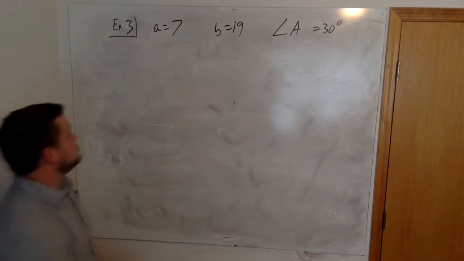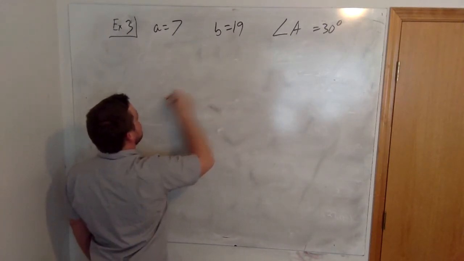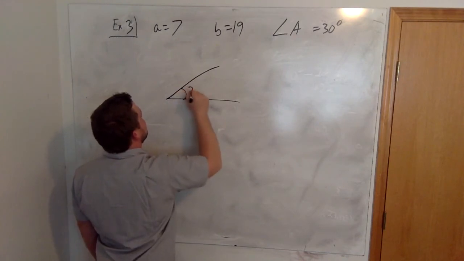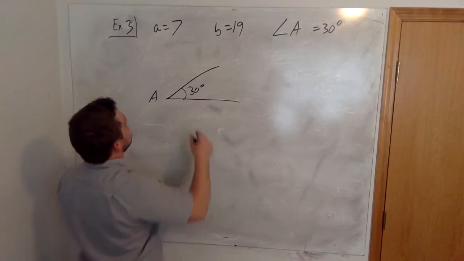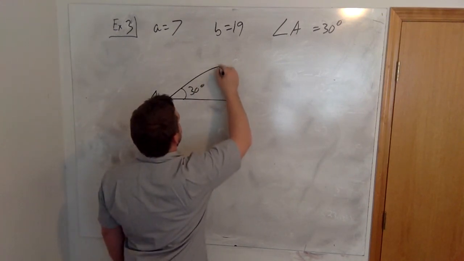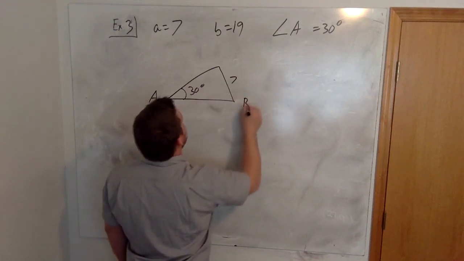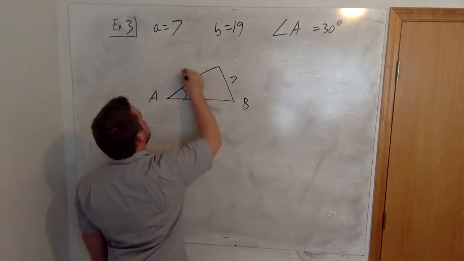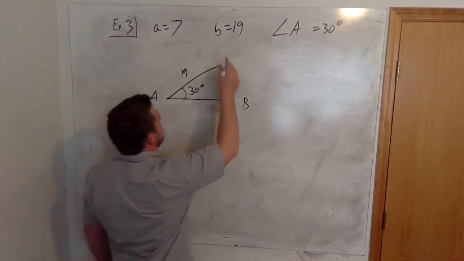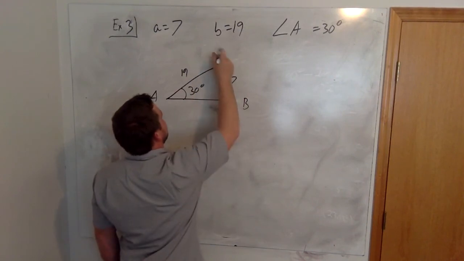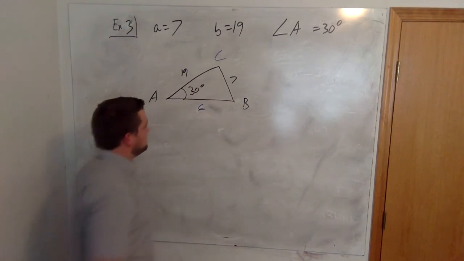Okay, let's go ahead and draw this. Here we have this angle A is 30 degrees. So here's angle A. It's saying that side length A is 7, so this side length here is 7. This would be angle B, and it's saying that this length here is 19. Let's attempt to solve this triangle. We still need to find angle C and side length C. So let's give it a shot.